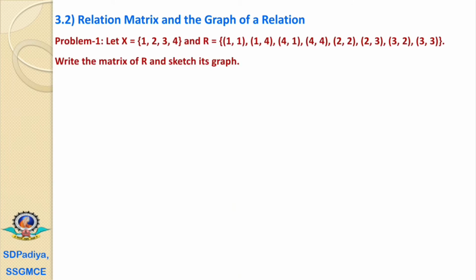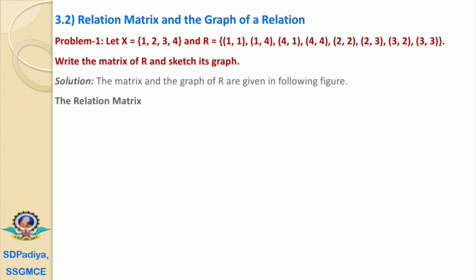The first problem statement: let X be a set of 4 elements 1, 2, 3, 4, and the relation is directly given. A relation is a set of ordered pairs: (1, 1), (1, 4), (4, 1), (4, 4), (2, 2), (2, 3), (3, 2) and (3, 3). Then what they ask is to write the matrix of R and sketch its graph. Now, the matrix and graph of R are given in the following figure.